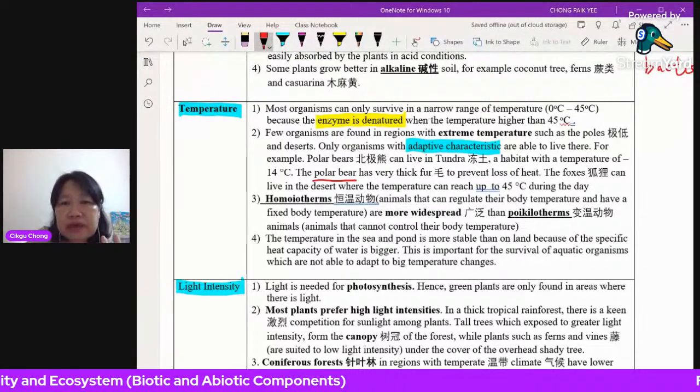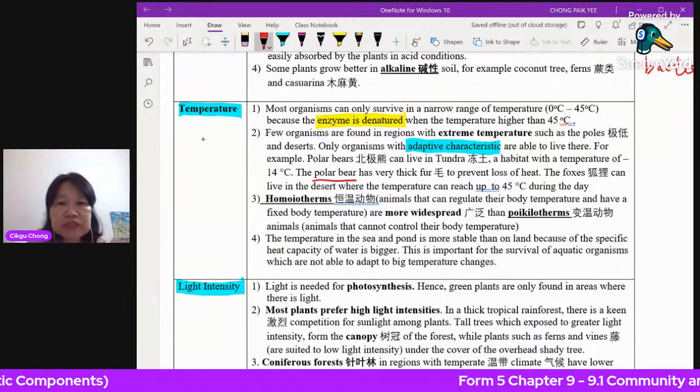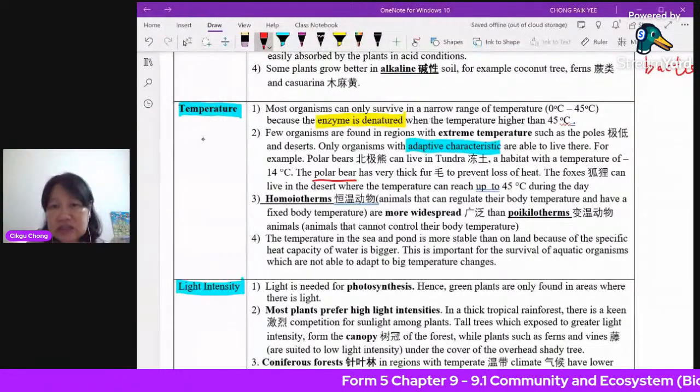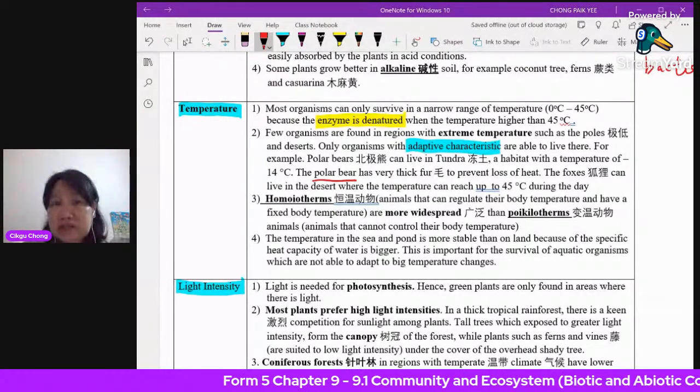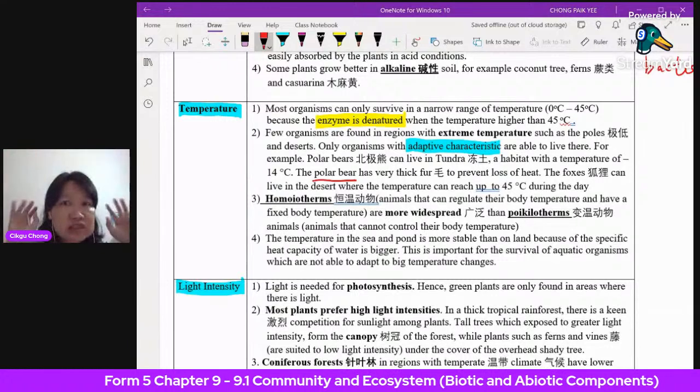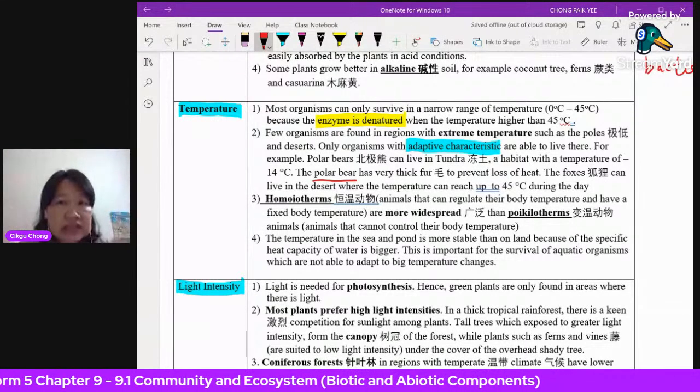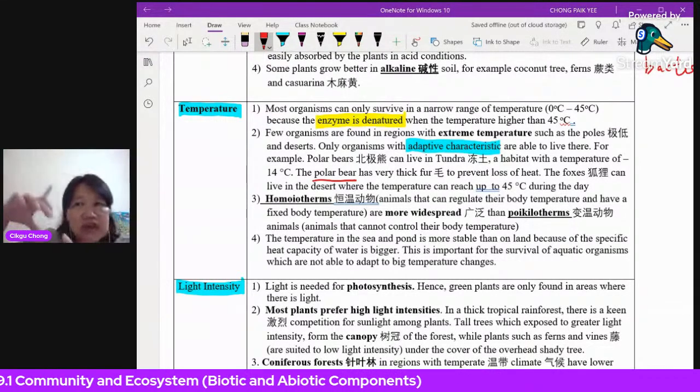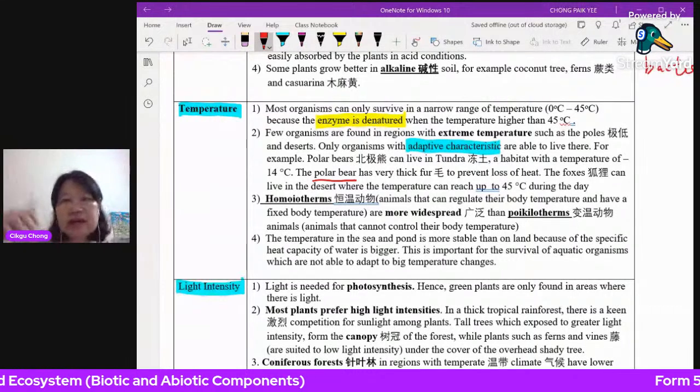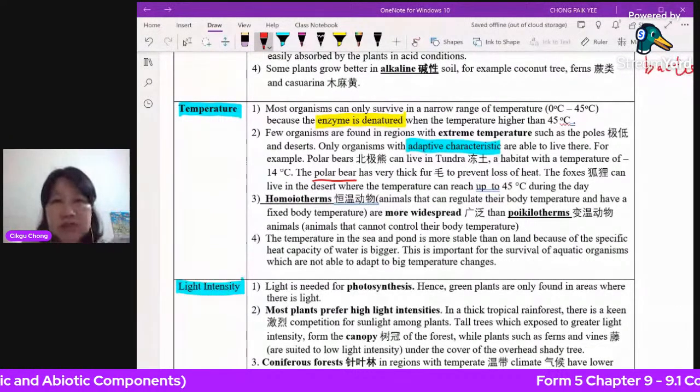Okay, so now foxes, right? Foxes can live in deserts where the temperature can reach up to 45 degrees Celsius. They are able to release heat fast. One of the reasons is the shape of their ears. They can release heat faster because the ears are larger extensions, so they're able to dissipate heat faster.